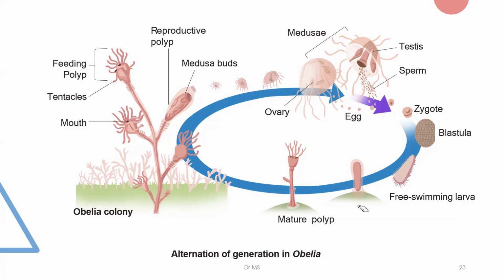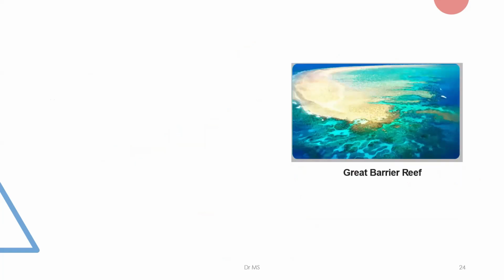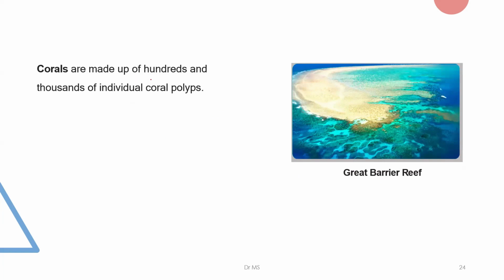Understood? So this is all polyps, and these polyps will give rise to the medusa form with the help of asexual reproduction. Whereas the medusa to polyp, it is sexual. Remember this. Is that clear? So this is an example for the obelia. Any doubt so far? No, sir. Okay, perfect.